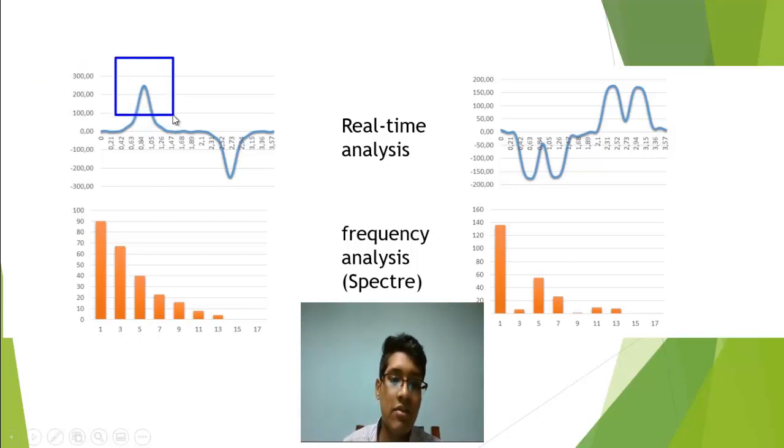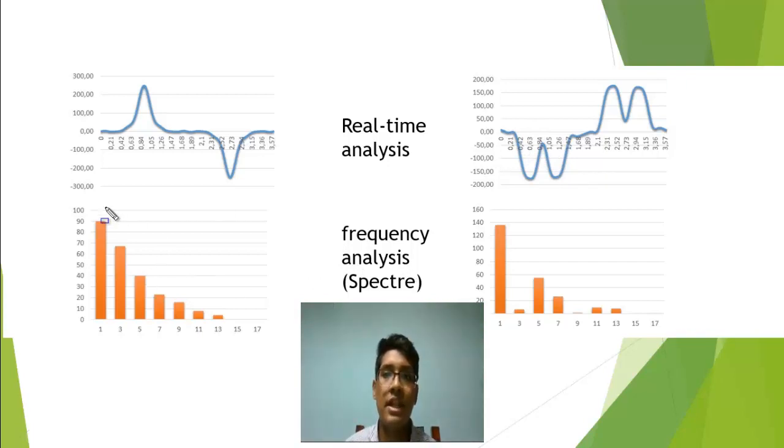Performing a real-time analysis, we can observe the peaks of the current or voltage wave. This graph represents a monophasic nonlinear load, and this graph represents a triphasic nonlinear load.